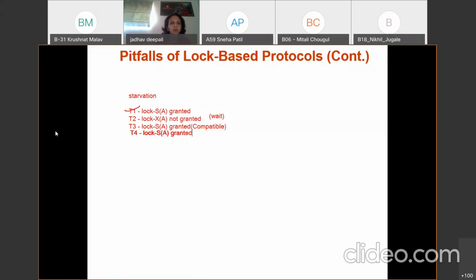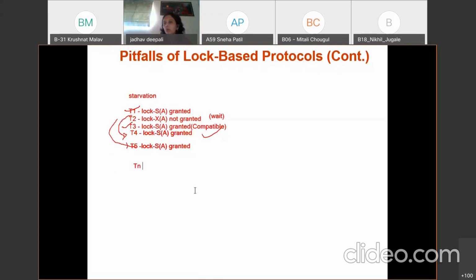Next, suppose this lock is released by transaction T3, but now T2 has to wait for T4 to release it. Meanwhile, the next transaction T5 requests the same data item in shared mode. Again, it is granted, because it is compatible. T2 now waits for T5 to release. In this way, suppose n number of transactions are requesting a shared lock, then all the locks will be granted.